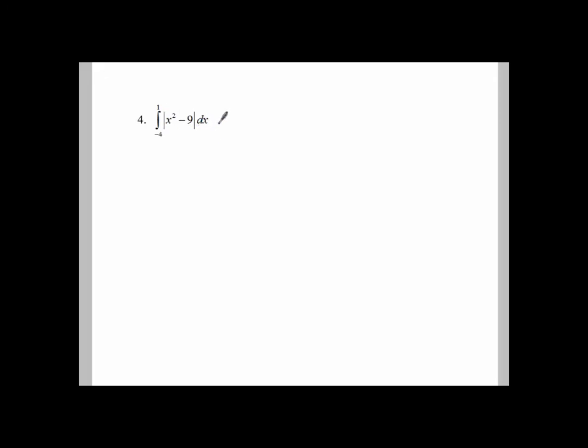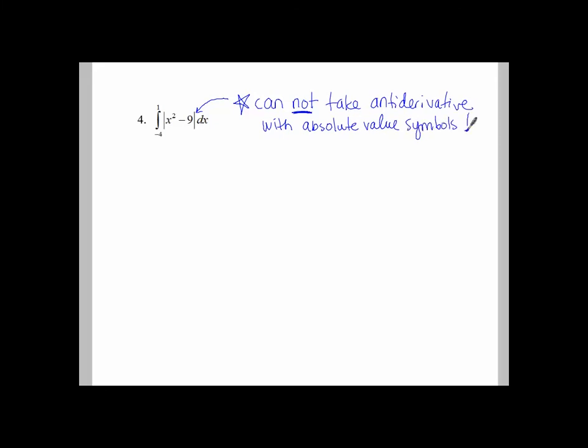Now, just like when I have a product or a quotient, I cannot take the antiderivative while I have absolute value symbols. Let's make a note of that. Cannot take the antiderivative or the derivative, by the way, as we know, with absolute value symbols present. We just can't do it. Now really, the absolute value symbols are there as a shortcut of a piecewise function. Let's talk about that for a moment.